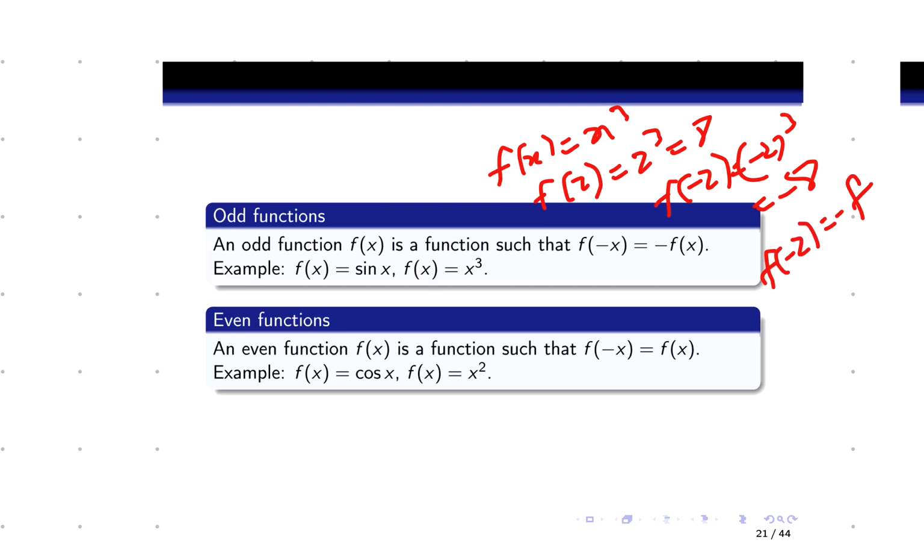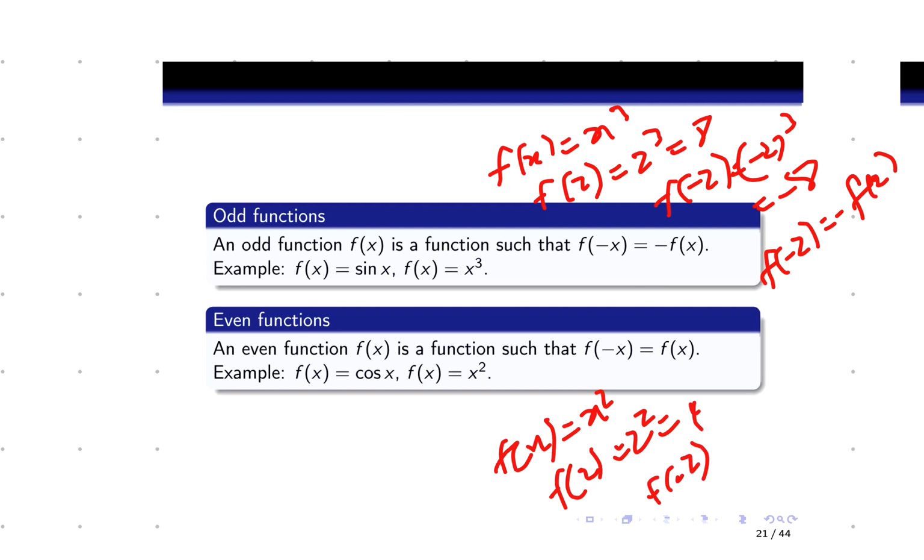But an even function is like f of x equals x squared. So if you put 2, f of 2 is 2 raised to power 2, and you have 4. If we put f of minus 2, you have the same thing: minus 2 raised to power 2, and the answer is still 4. So for an odd function, f of minus 2 is minus f of 2. But for an even function, f of minus 2 is the same as f of 2.